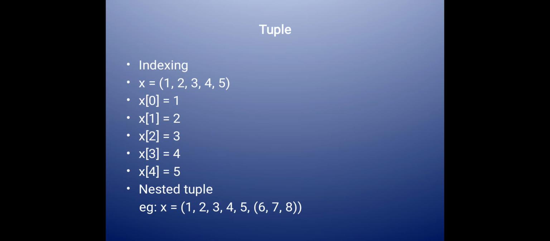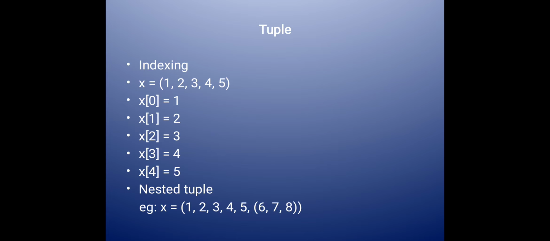Then comes indexing. The indexing is very similar to what we studied in string type and list type. Here I have taken a tuple of values 1, 2, 3, 4, 5. Here also the indexing starts from 0, and we have both positive indexing and negative indexing. If you start indexing from left to right, it will be positive indexing. If you start from right to left, it will be negative indexing. So here the indexing starts from 0, so x of 0 will be 1, x of 1 will be 2, x of 2 will be 3, x of 3 will be 4, x of 4 will be 5.